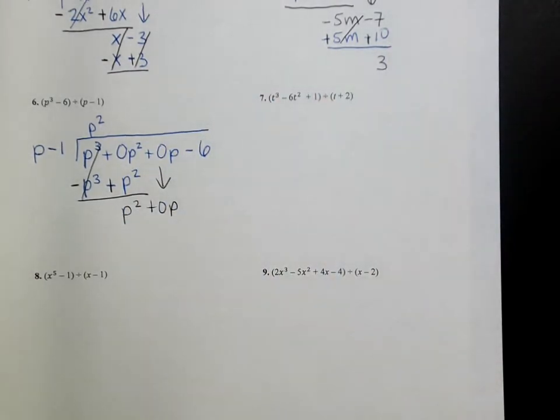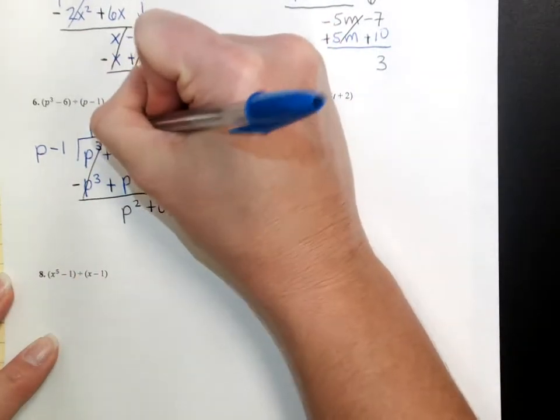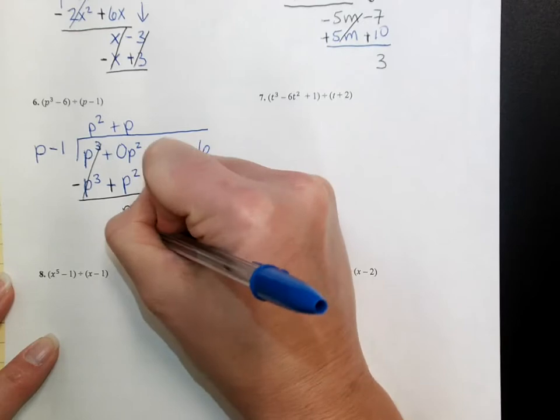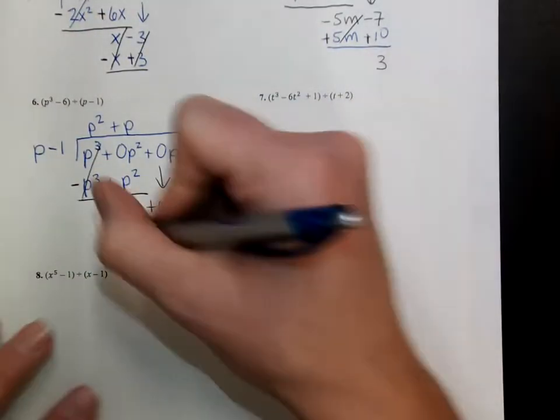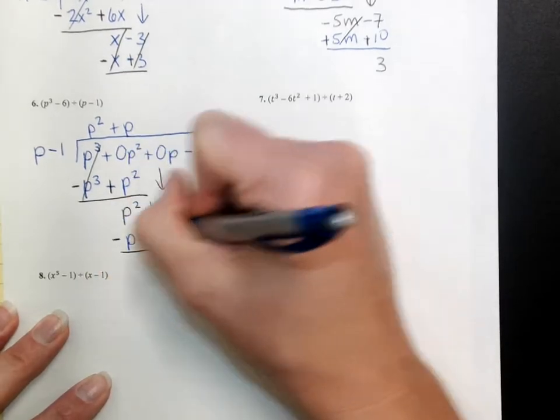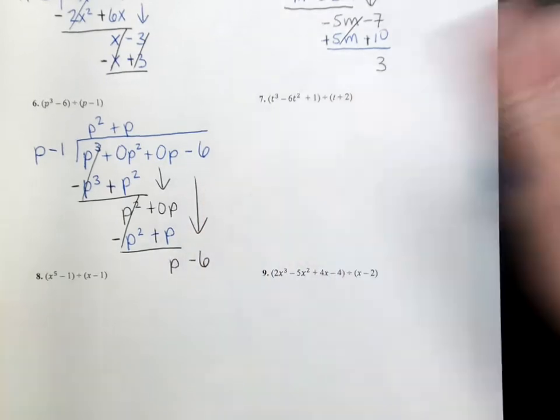Same thing for my next question. What do I do to a p to make it a p squared? I multiply it by p. P times p squared. P times negative 1, negative p. But I change my signs. That cancels. This is just p. I bring down my negative 6.